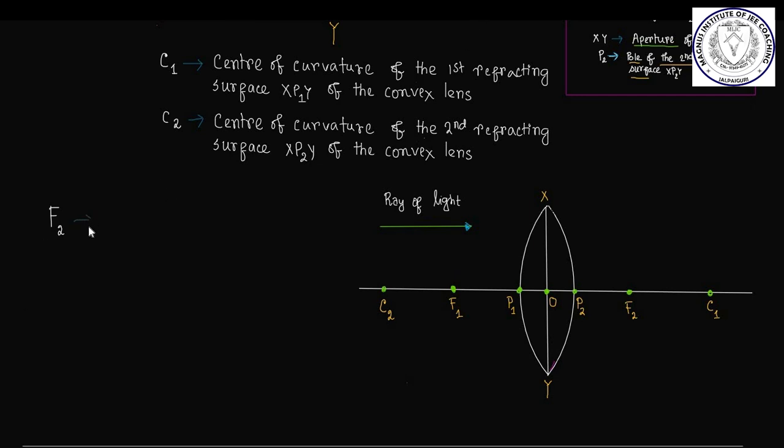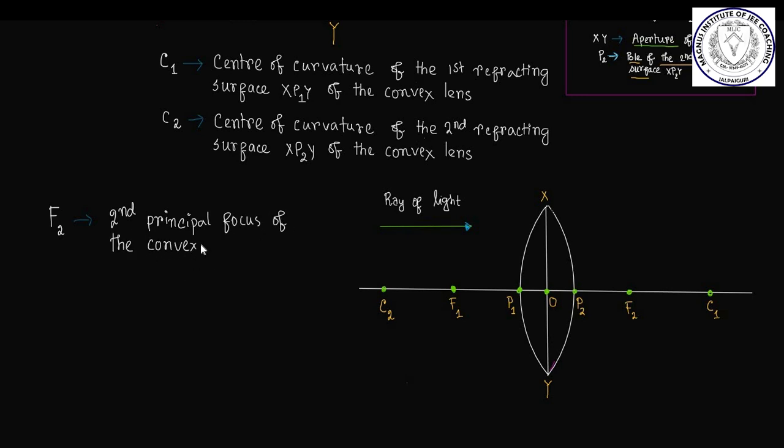Now F2 is the second principal focus of the convex lens. F2 is also the midpoint of the optical center O and the center of curvature C1 of the first refracting surface.